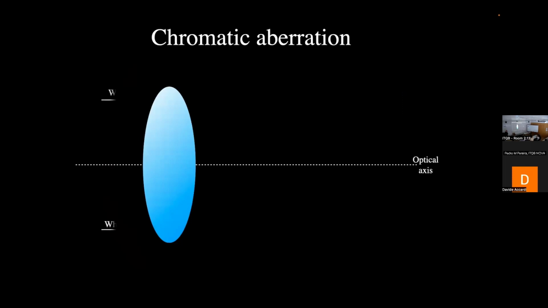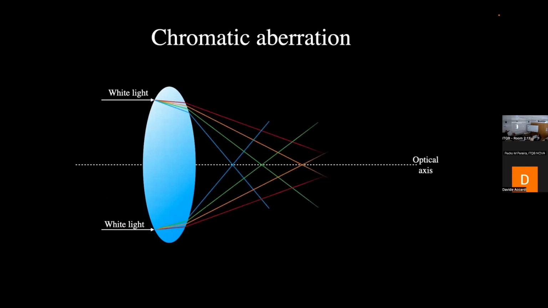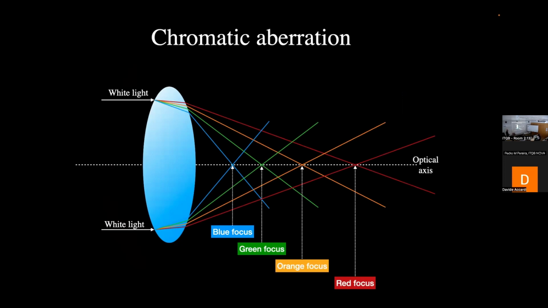The chromatic aberration, you already should know it very well. When we shine white light on the lens, even on a single point of the lens, we will have dispersion. Since the refractive index changes in a wavelength-dependent manner, the short wavelengths are refracted more than the longer wavelengths, effectively creating different focal points for the different wavelengths.